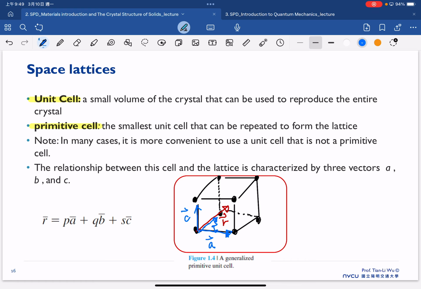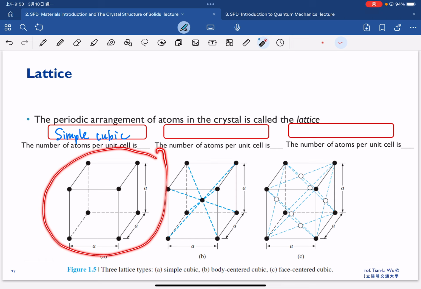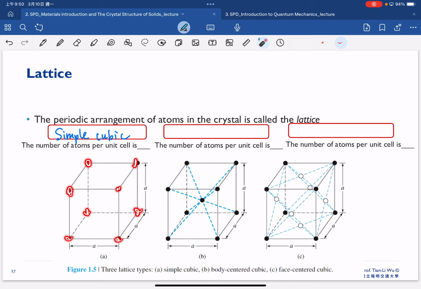So now we're going to introduce several very important periodic arrangements. The periodic arrangement of atoms in the crystal is called the lattice. And we have three types of different lattice. The first one is simple cubic. The simple cubic is a structure as shown here. And we can find that we have 8 atoms in the corners, and each atom actually contributes 1/8.